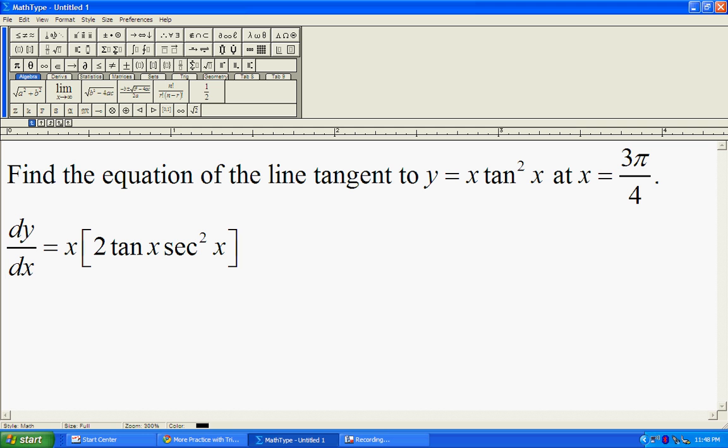Now, carrying on from the product rule, we then go ahead and add on the right function, tan squared of x, multiplied by the derivative of the left function, which would just be 1.